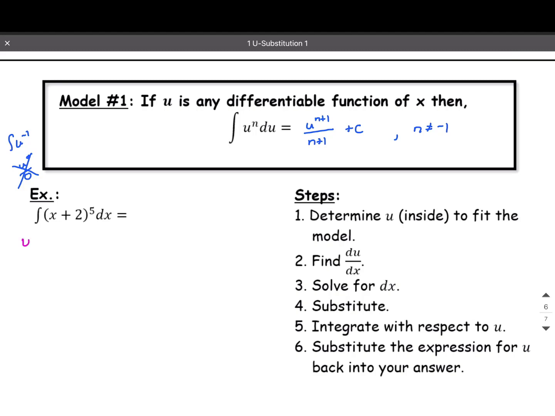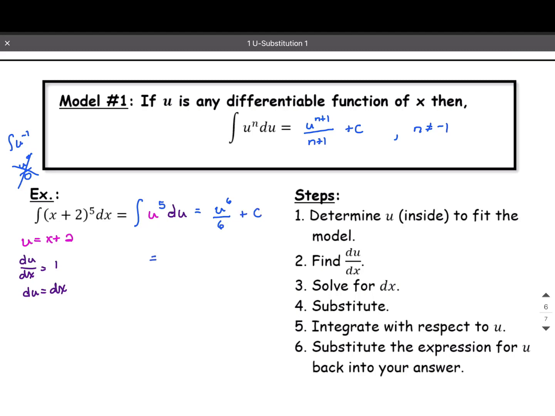So u is going to be the x plus 2. Now we're going to take the derivative of that. So du dx, the derivative of x plus 2, is just 1. So if I multiply both sides by dx, I know that dx is just du. Now we have the integral of x plus 2, which is my u, raised to the 5th, and my dx is just du. I can do that antiderivative. We add 1 to the exponent, we divide by our new exponent, and add c.